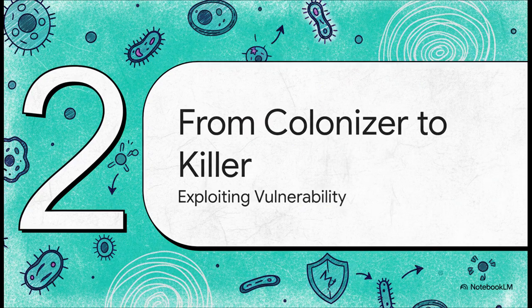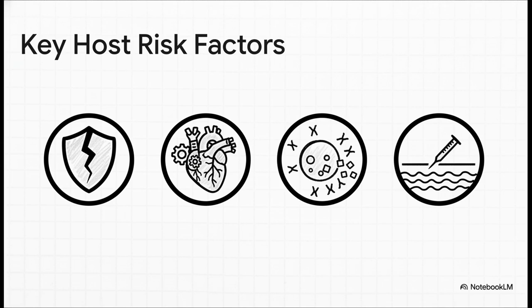So this identity crisis isn't just some academic puzzle, right? It has massive clinical implications. How does a bug that's normally just hanging out in your throat suddenly cause a life-threatening disease? Well, the answer isn't really about the bug itself. It's about us. It's about our own vulnerabilities. You see, Neisseria sicca is the ultimate opportunist. It just waits for our defenses to drop.